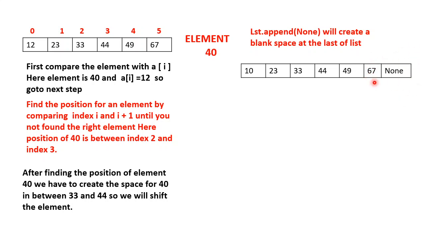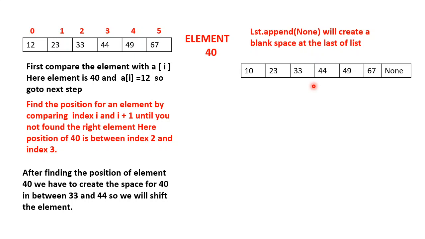Now we will shift 67 here, then 49 here, then 44 here. When 44 is shifted here, this space will be blank, and when this space is blank, then we can easily put 40 at this place.